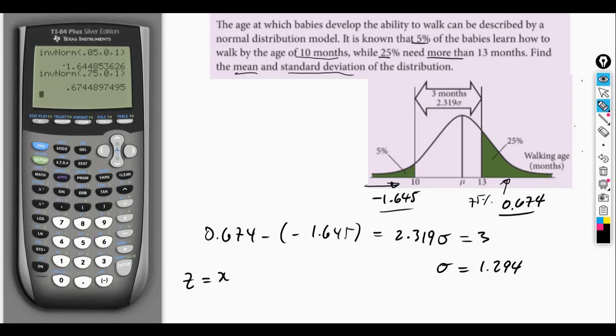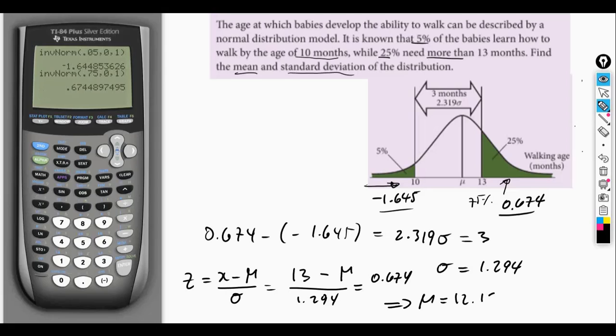And then all we have to do is use the formula for the z-score, because we know that the z-score is equal to x minus the mean divided by the standard deviation. And we can just plug in either one of these. So let's plug in the positive one, just for the sake of comfort, right? So let's say that this is equal to 13 minus mu, which we need to find as well, divided by the standard deviation, which is 1.294, and this z-score is equal to 0.674. And then from here, we're going to get that the mean is equal to 12.128.